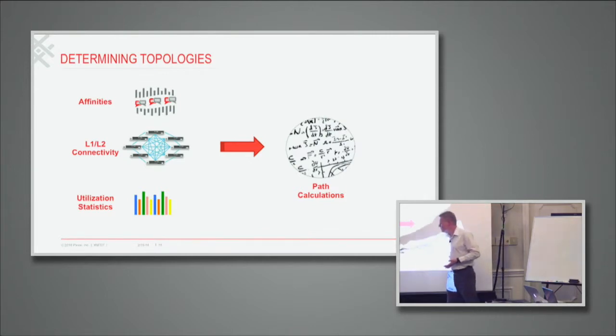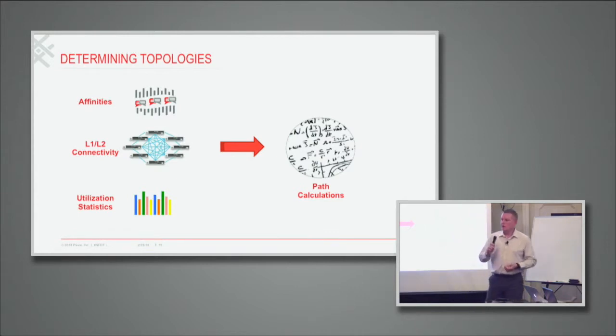And then the last thing we do is we look at utilization statistics. The switches will actually tell us how much bandwidth is being used, how much is used on each one of their fabric links. So the switches will give an indication back to the controller, like, this is how much traffic I have flowing on my links.